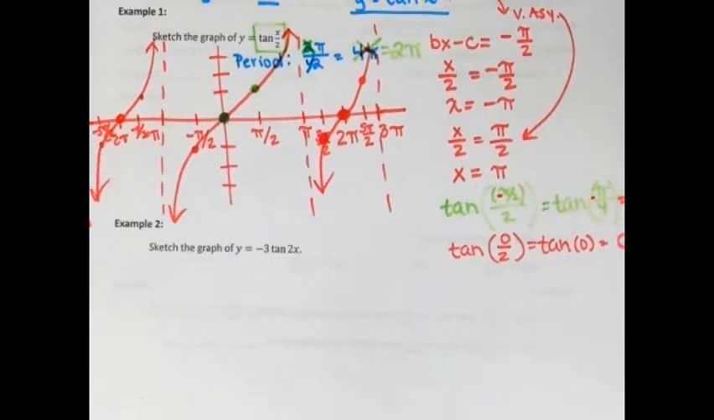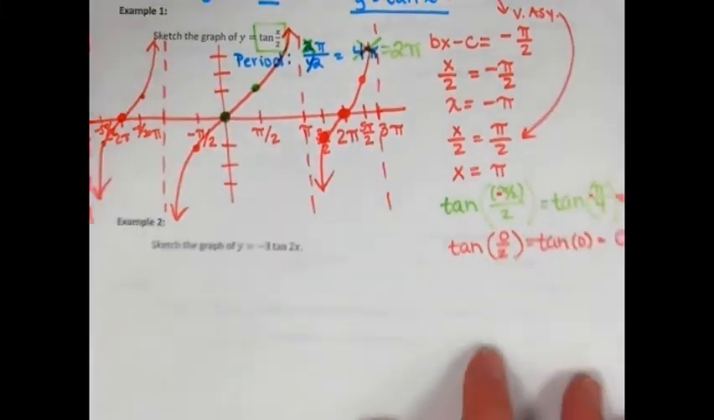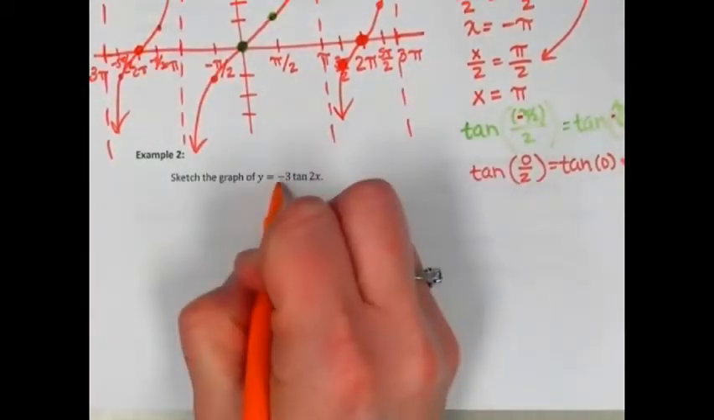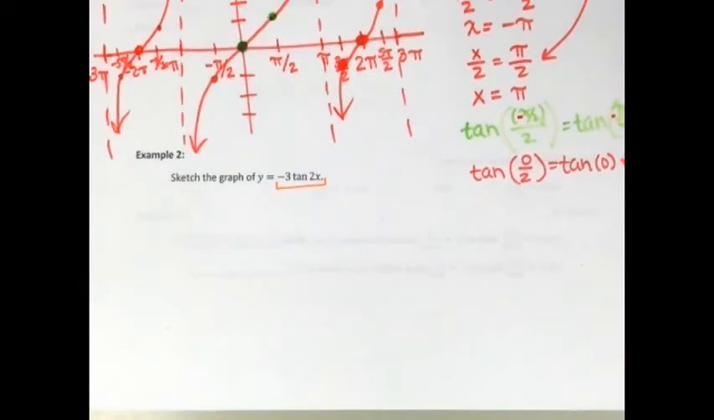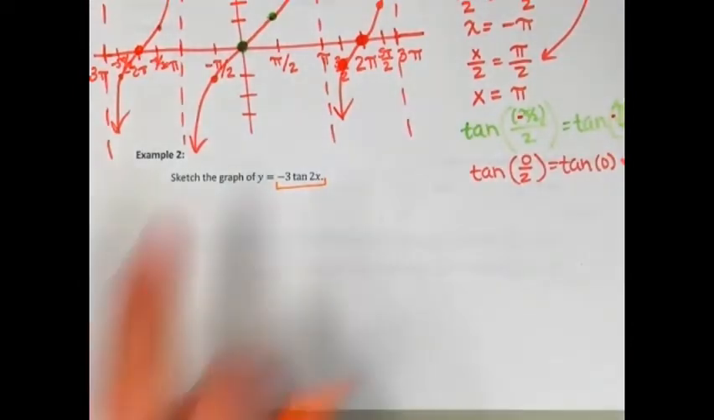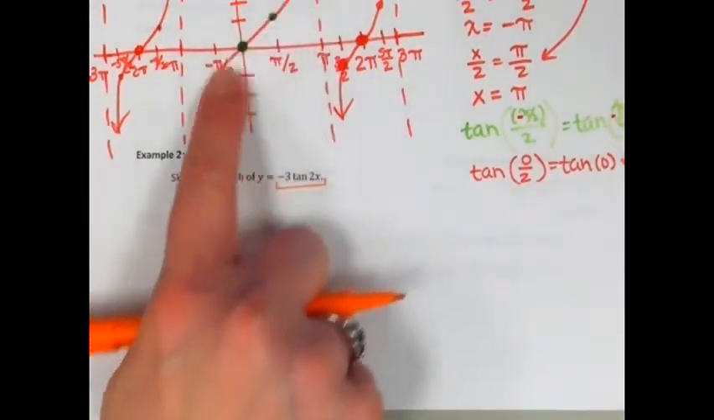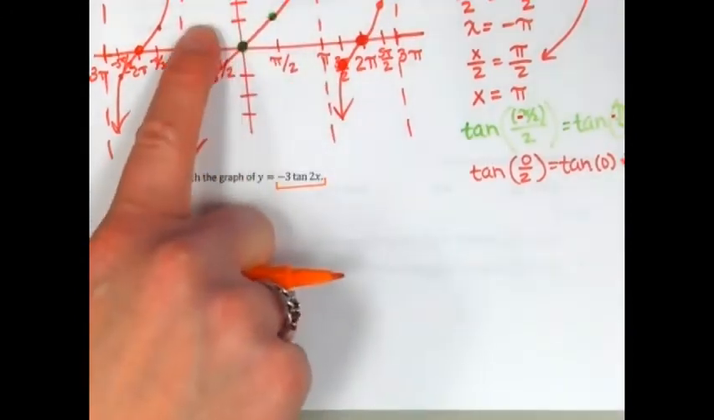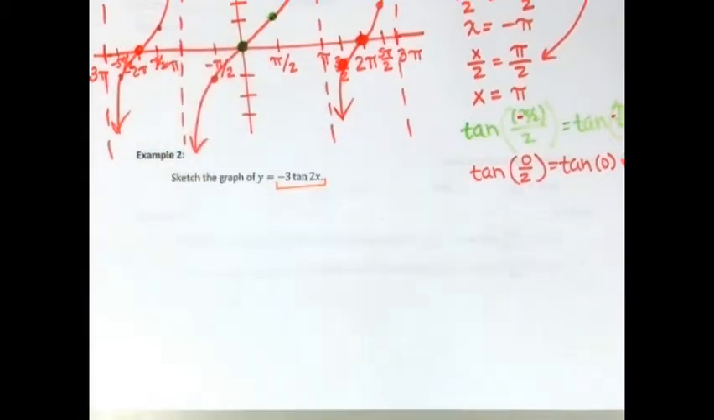Okay. Let's try this one since it's another tangent function. So now, looking at this one, the first thing we need to do, what does this negative tell me? It's a reflection, right? So what's going to happen to this? It's just going to go the other way. So at negative pi over 2, it would have been at 1, and then the other way.